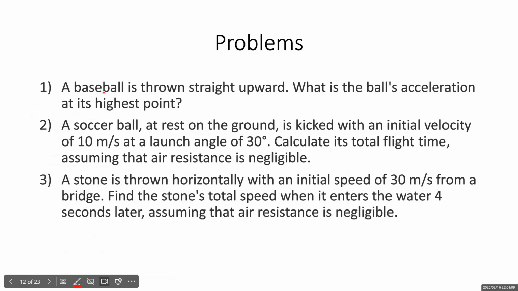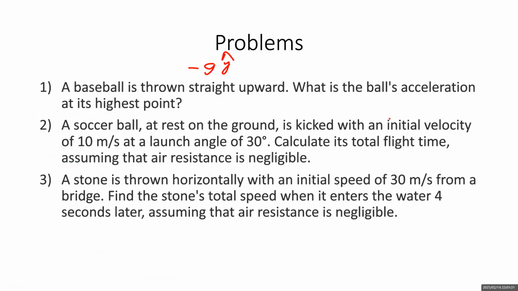Let's do some problems. A baseball is thrown straight upward. What is the ball's acceleration at its highest point? The acceleration is constant. So the acceleration is always negative g in the y direction. Okay, it's negative g downward.